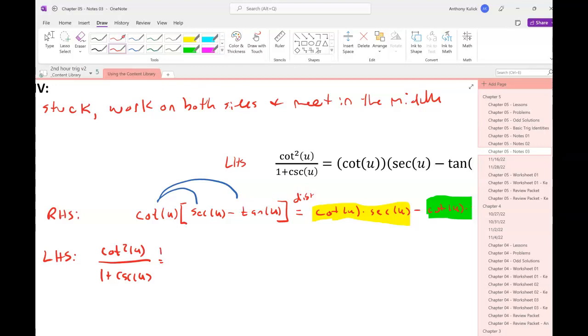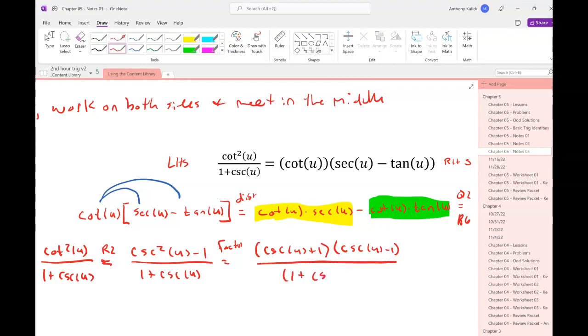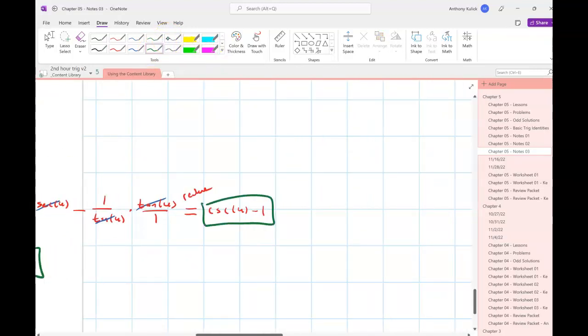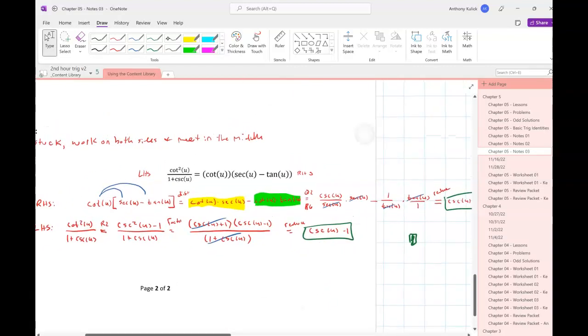Cotangent squared is the Pythagorean identity, and I can say that is cosecant squared u minus 1. That is a difference of two squares, so I'll factor that. Stop talking, please. And I can reduce those, and I'm left with cosecant u minus 1. And since these are both equal to the same thing, I am done. Let me just move that back out so you can see the whole thing there.